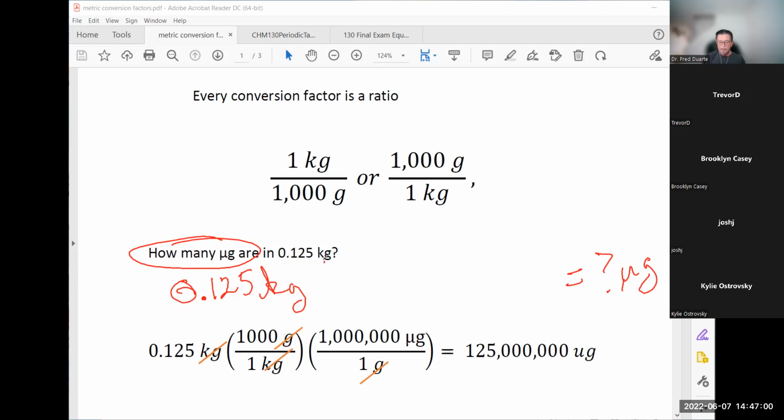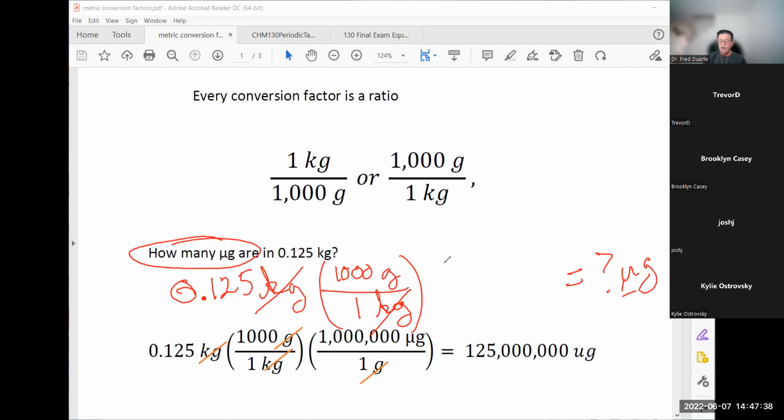So obviously I need a factor here, I need to get rid of kilograms. So I'm going to multiply by some factor with kilograms in the denominator, okay? And I know from my table up above that there are 1,000 grams in 1 kilogram. So that's my first factor. And then as I put my factor in, I check my units. If I were to multiply it right there, unit-wise, I end up with grams, okay? But that's not what I'm looking for.